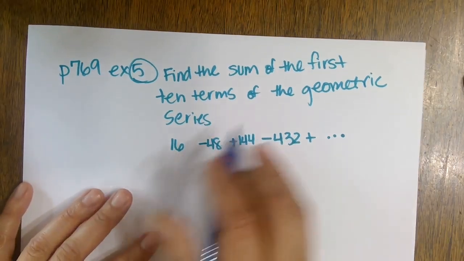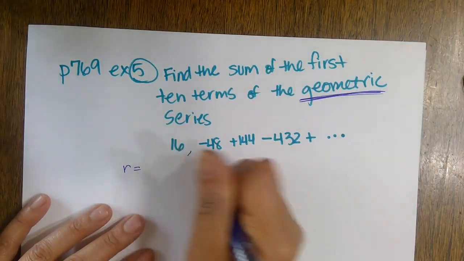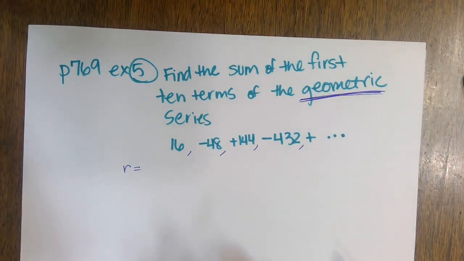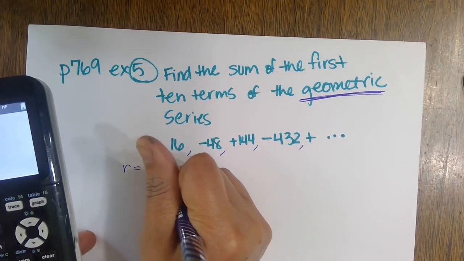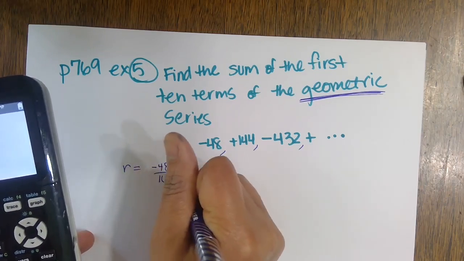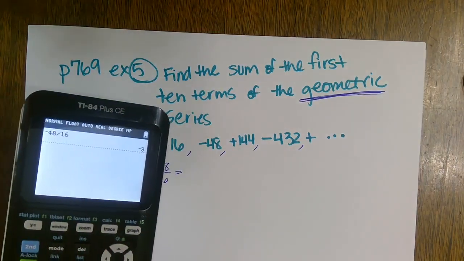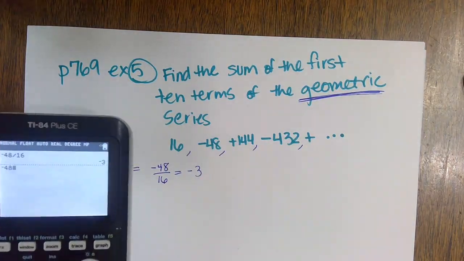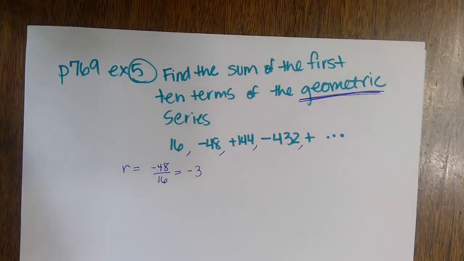First thing you have to do is, they tell you it's geometric, so you need to find out your common ratio. I don't like seeing it like this, so I'm actually going to put commas in between. To find your common ratio, you already know what it is: multiply by negative 3. Again, if you didn't know that, you're going to do the second term divided by the first term and get negative 3. And you can always check just to make sure. Is negative 48 times negative 3? Okay, times negative 3, just to make sure that you did that correctly.